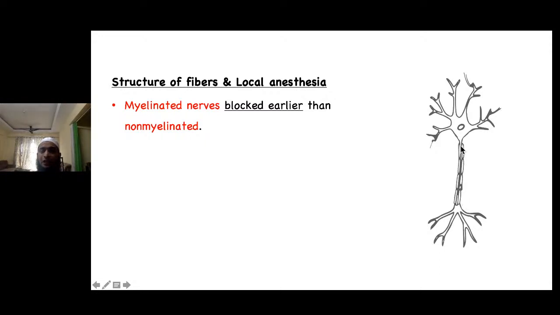So this thick area indicates the presence of myelinated tissue. In such a case, the myelinated nerves are blocked earlier than non-myelinated nerves. If we compare the size of the fiber, then small fibers are more sensitive as compared to larger fibers. What it means is, in the case of smaller fibers, the blockage occurs earlier as compared to larger fibers.